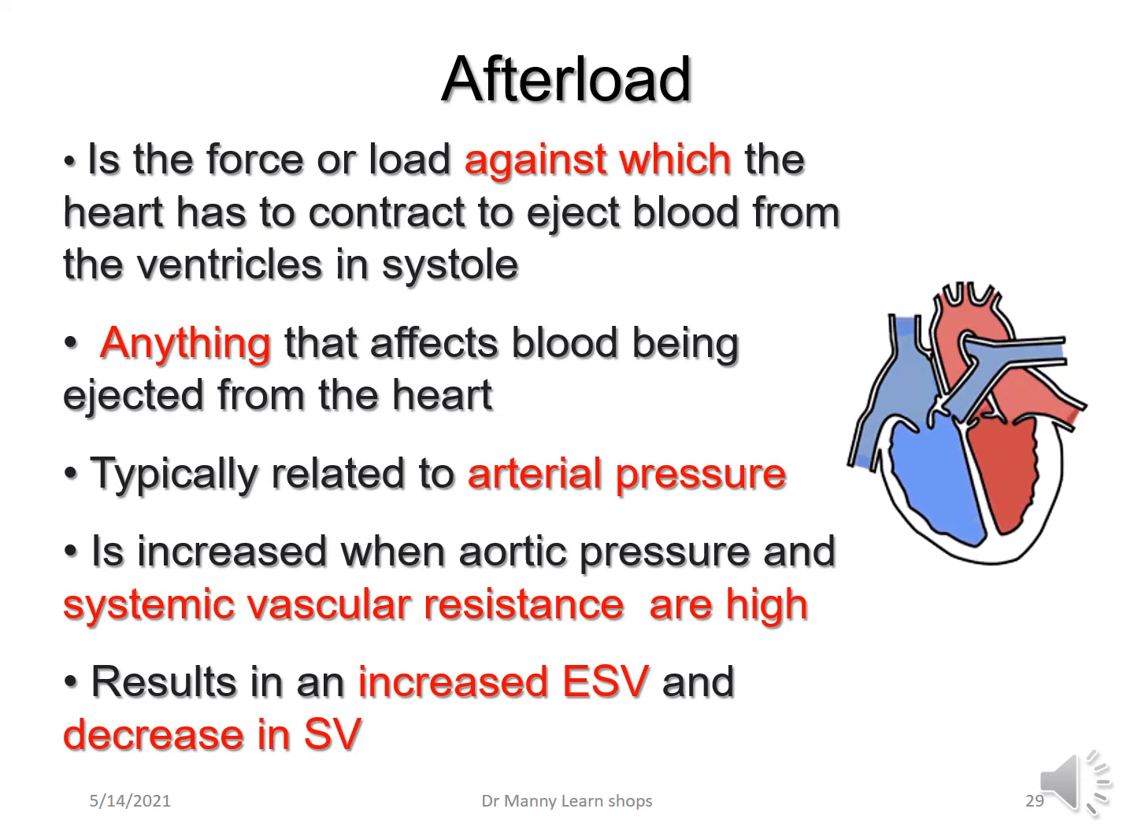This can occur in the pulmonary circulation as well. You can have pulmonary hypertension, pulmonary vasoconstriction, which will decrease blood going to the lungs. In the systemic circulation, you can have vasoconstriction, increased systemic vascular resistance, and this will decrease ejection of the blood, stroke volume.